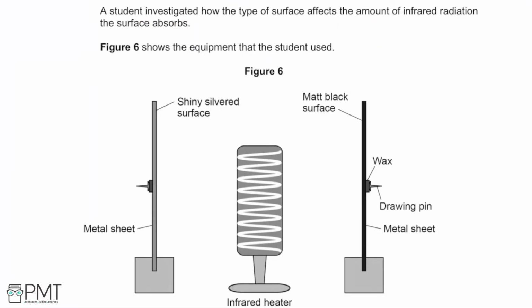And now in this question, we're told that a student investigated how the type of surface affects the amount of infrared radiation that the surface absorbs. So then we've got figure 6, which shows the equipment that the student used. So we've got the infrared heater in the centre, which is going to emit infrared radiation. So it's going to travel in both directions towards the surfaces. Then we have a shiny silver surface on this side, which is the metal sheet. And then over this side, we've got a matte black surface, which is on a metal sheet. And then we've got wax here, which is holding on a drawing pin.